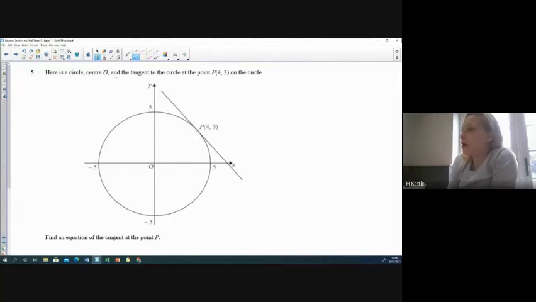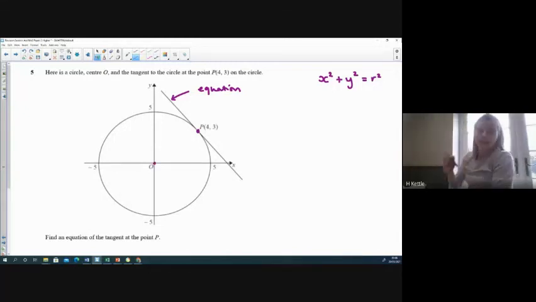Here is a circle, centre O, and the tangent to the circle at the point 4,3 on the circle. Find an equation of the tangent at the point P. So we would like the equation of this line. We want the equation of the tangent. Now, the equation of a circle is always x squared add y squared equals the radius squared when it's centered at the origin. And you will only ever come across examples where it's centered at the origin at GCSE. If you do maths at A level, you'll see examples where the circle is shifted around the Cartesian plane, but you're not going to see that at GCSE. So at GCSE, it'll always be x squared add y squared is the radius squared.